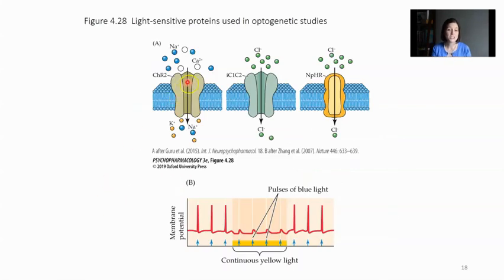In addition to channel rhodopsin, which passes positive ions such as sodium into the cell to cause depolarization, we can insert other proteins, such as chloride passing channels, which will cause inhibition. So we can also turn brain regions off using optogenetics.